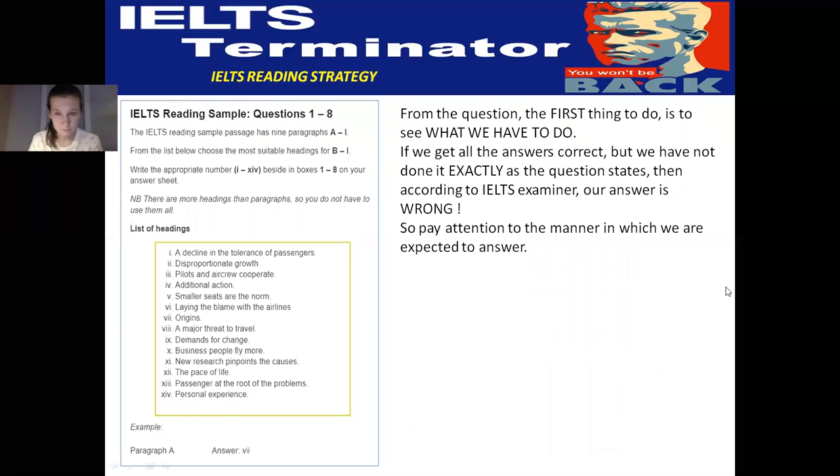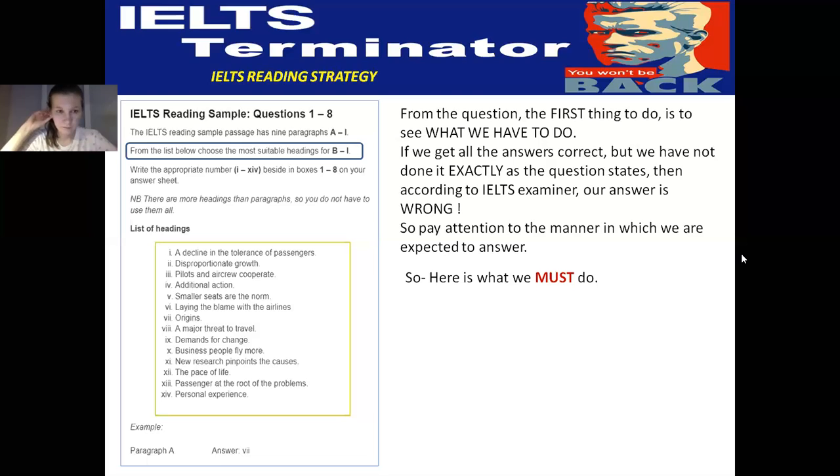From the question, the first thing to do is to see what we need to do. If we get all the answers correct, but we've not done exactly what they want, well, it's wrong. And they're asking for I to XIV, right? Not 1 to, what's that, 14? No. They have to use exactly what they say. I know I harp on this a lot, but it's a very important thing, because they will give you a bad mark if you don't, even though your answer's correct. So here is what we must do. That's it. We have to do it exactly like it said.